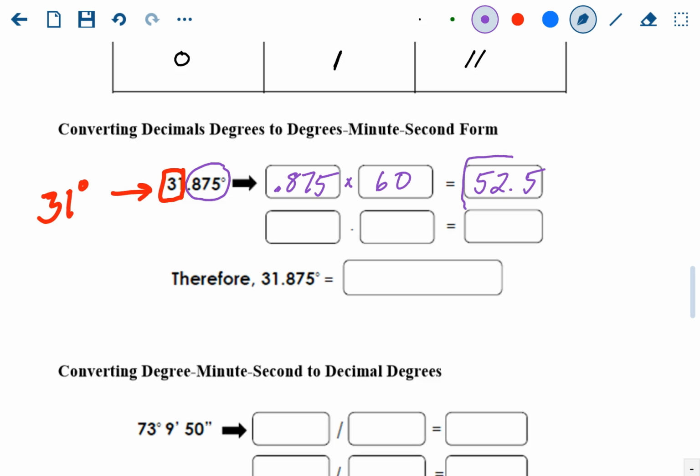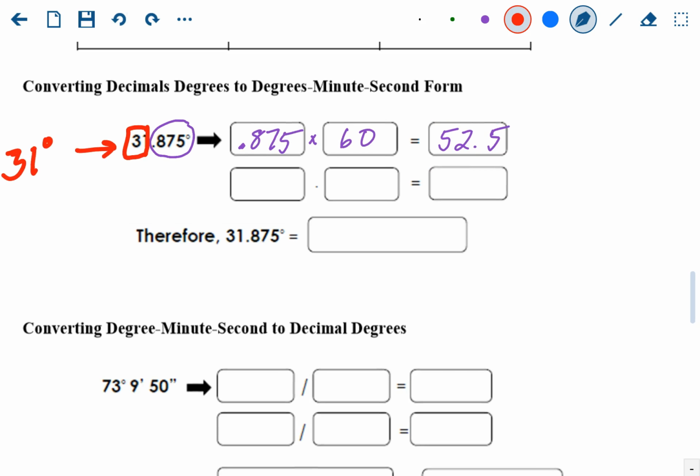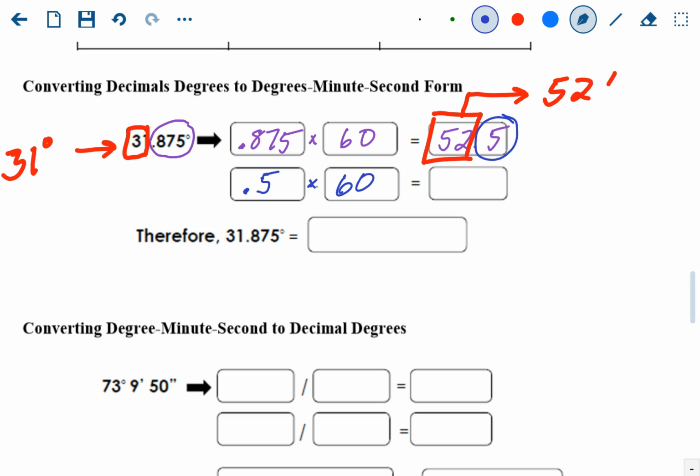Now this 52.5, the whole part, that's going to be your minutes. So it's going to be 52 minutes. So we got 31 degrees, 52 minutes. Now you want to take whatever's left over, the decimal part, this time it's 0.5, and you're going to repeat that process. So we're going to do 0.5 times 60, and this is going to convert it to seconds. 0.5 times 60 is 30.